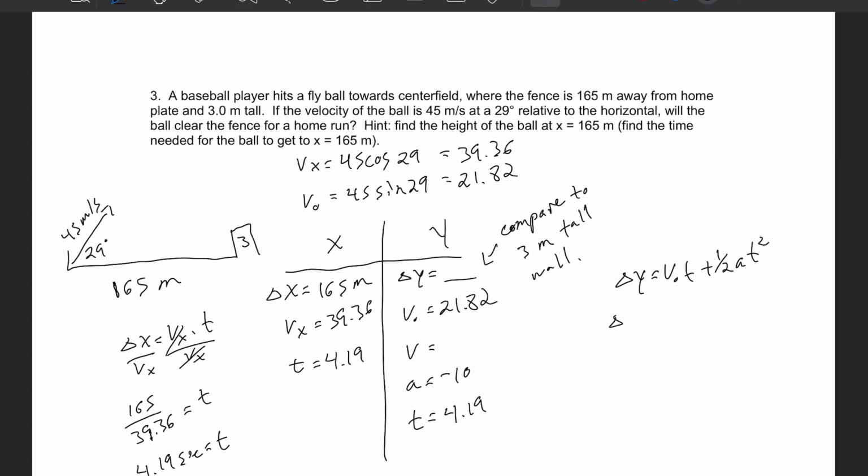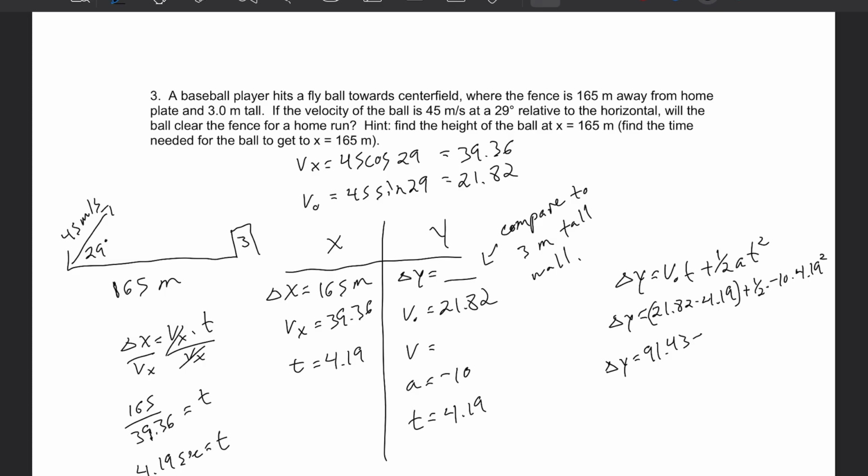Well, if we have v naught, a, and t, and we're looking for delta y, we can use delta y is equal to v naught t plus 1/2 a t squared. So delta y is equal to v naught t, 21.82 times 4.19, plus 1/2 of negative 10 times 4.19 squared. I'm going to take the 21.82 times 4.19 and simplify as I go along. If I round here and you carry it all the way down, our numbers might be slightly different, but not by a lot. Once we run these through the calculator, we get 91.43.